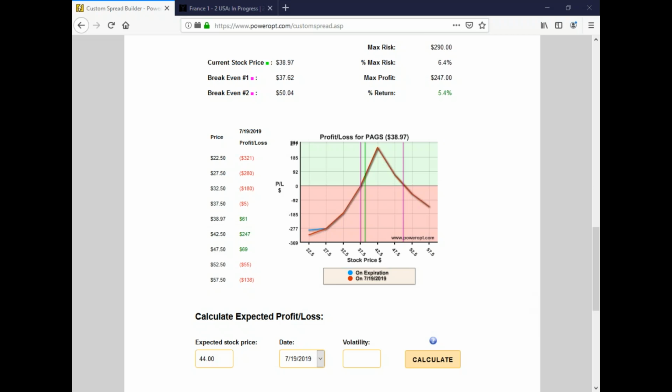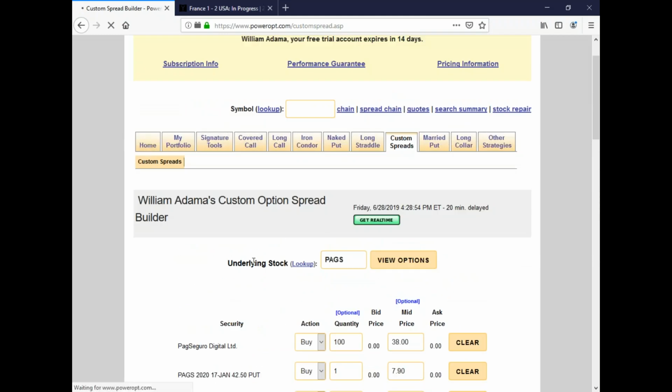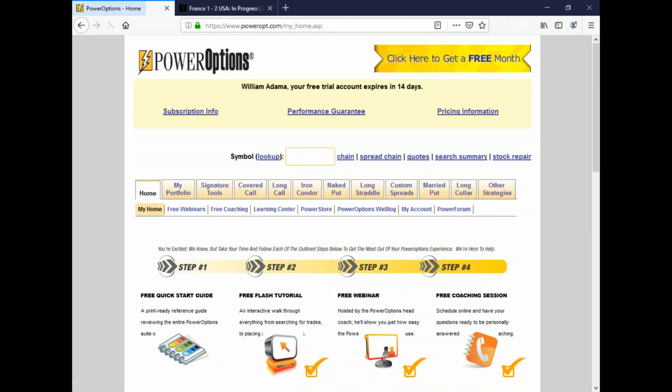Bob says, I have been using PowerOptions for many years and I love the tools, but I would love to see some additional strategies supported. Okay, ratio spreads, call and put butterflies, and others. Do you have any plans to add additional strategy support to PowerOptions? Potentially, yes. Okay, now let me go back here. What was the second part of your question?